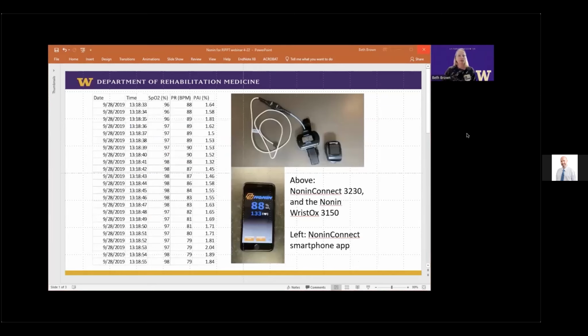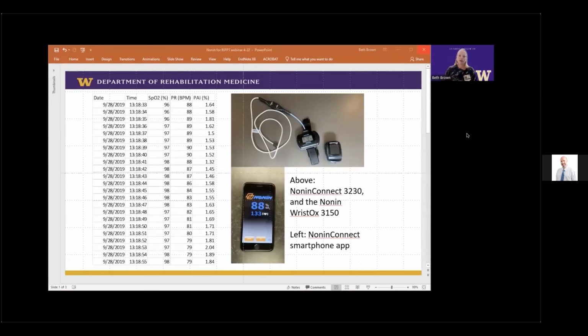Let's talk about the pros and cons of this sensor to finish up. Well, the pros are that it connects via Bluetooth to a smartphone. So this smartphone app is pretty user-friendly. And like I said, we can obtain raw second-by-second data in Excel format. So that's nice. It's also relatively affordable for a study budget.